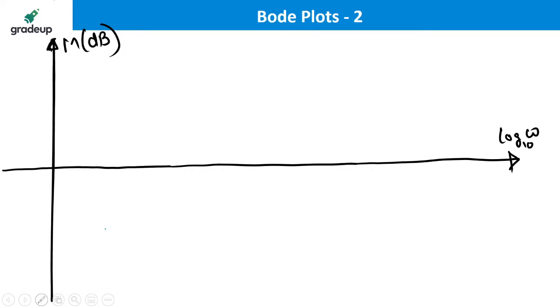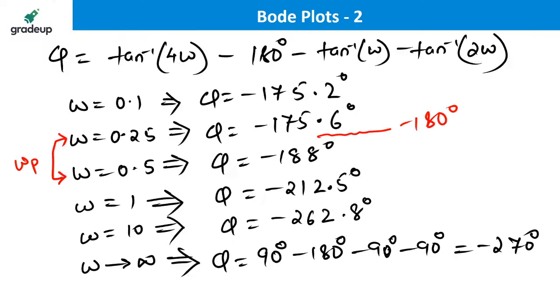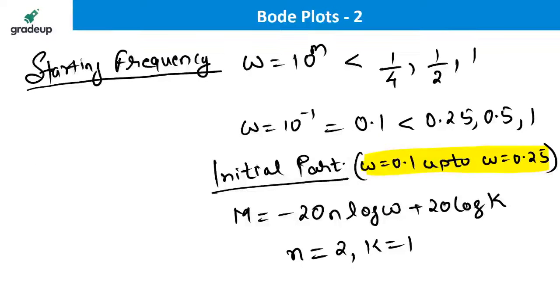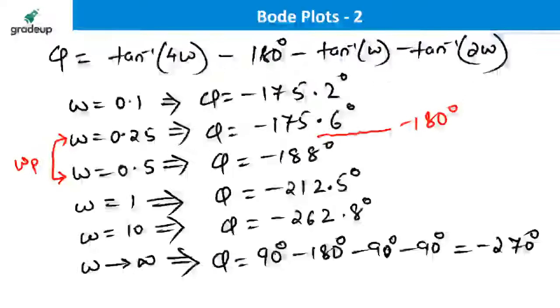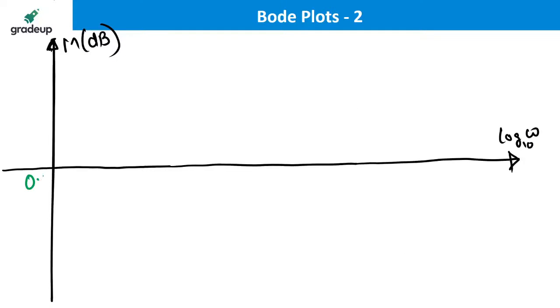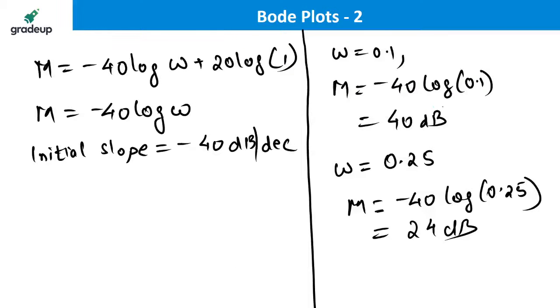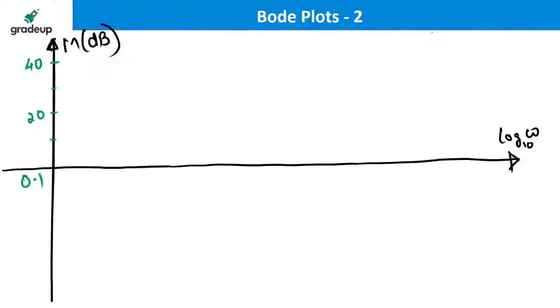Now guys, first of all, the magnitude plot. What are the starting frequencies? 0.1, and the corner frequencies start from 0.25. So let me start with the first frequency 0.1, the starting frequency. The magnitude at the starting frequency is known to us, that is 40. So this is the first point.